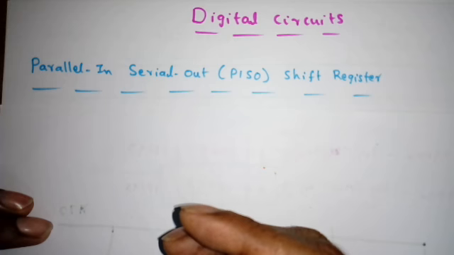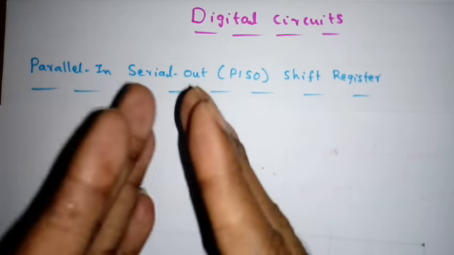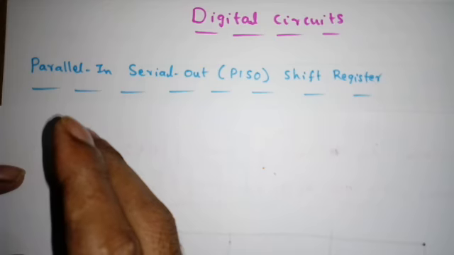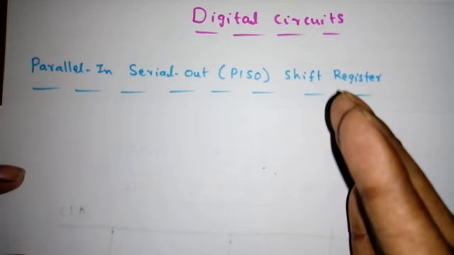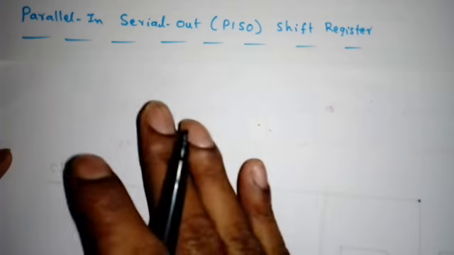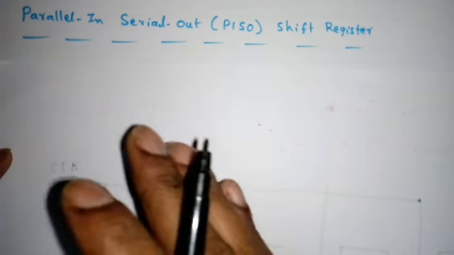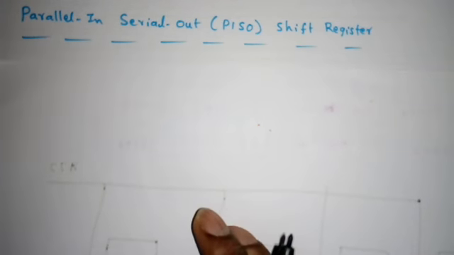Then how to take the data serially out? First we have to shift the data one by one. So that means two operations: loading the data, then shifting the data, right? Now first we will see the block diagram of parallel in serial out shift register, then later we will see the internal circuit diagram and operation.